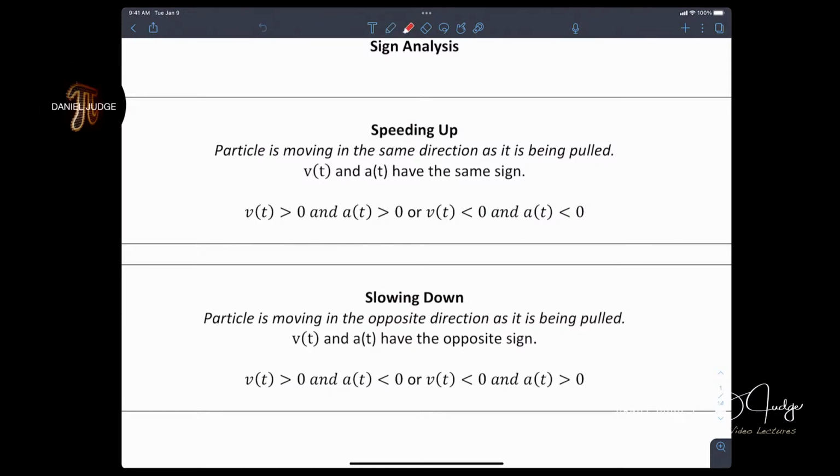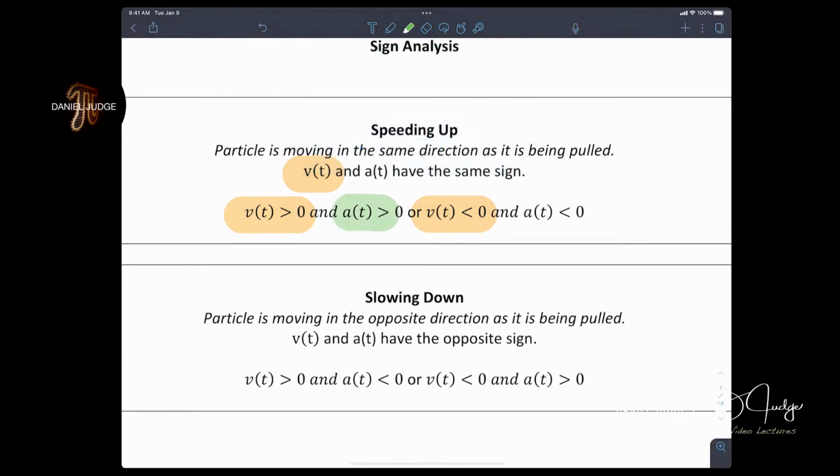We can measure the movement of a particle by computing the velocity, and that will give you the direction. Positive velocity means it moves to the right or up, simply moving in the positive direction. Negative velocity means it's moving to the left or down, simply moving in the negative direction. So velocity can measure the direction of travel.